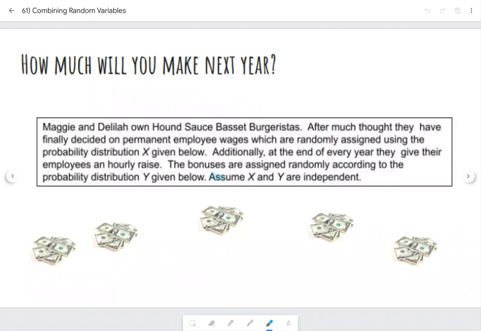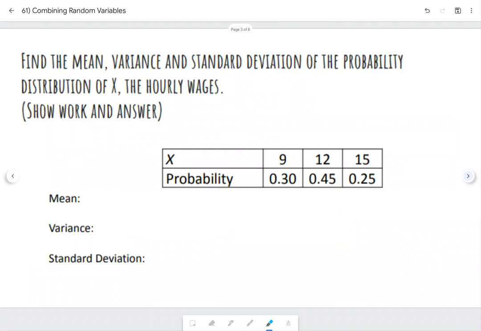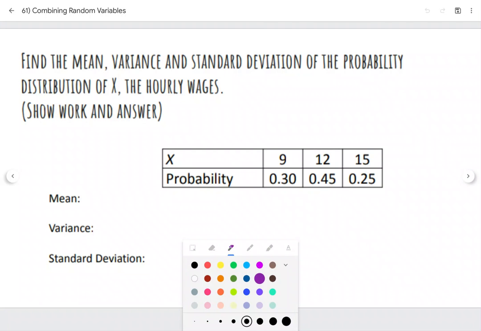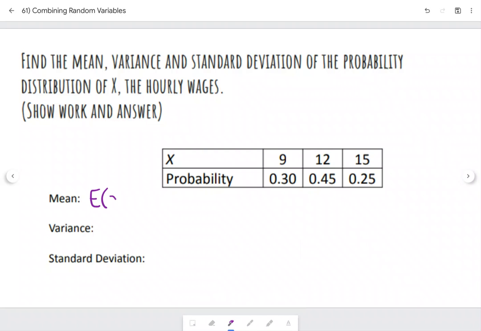So out of these two events, letting X be the employee wage and Y being the bonuses and the employee raises, those two events are going to be independent of each other. So we're going to find the mean, the variance, and the standard deviation of the probability distribution X with the hourly wages. So remember, the mean is also known as the expected value. So you could just note this as E of X.